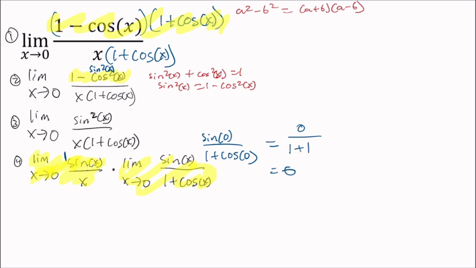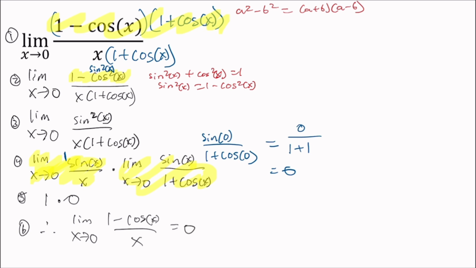So then for step 5, we'll just get 1 times 0, and then step 6, we can say therefore the limit as x approaches 0 of (1 minus cosine of x) over x equals 0.